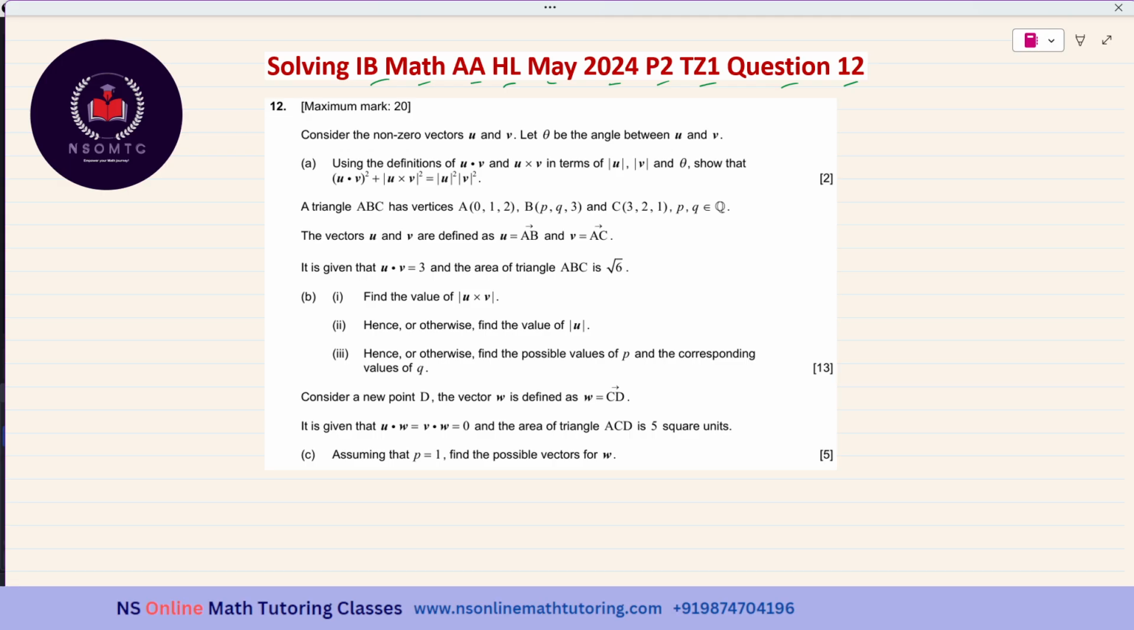So, without any further delay, let us start answering question number 12. The maximum mark is 20. It says, consider the non-zero vectors u and v. Let theta be the angle between u and v.